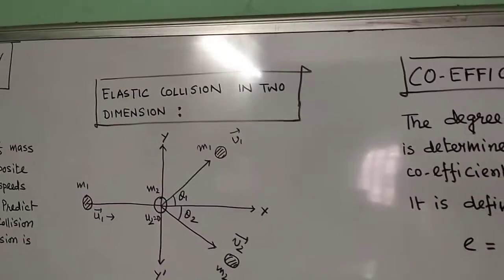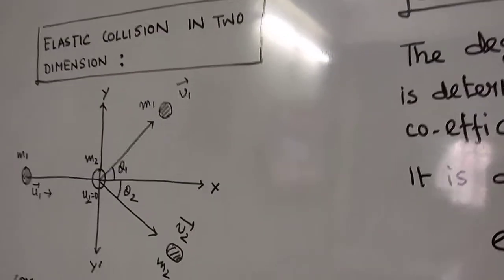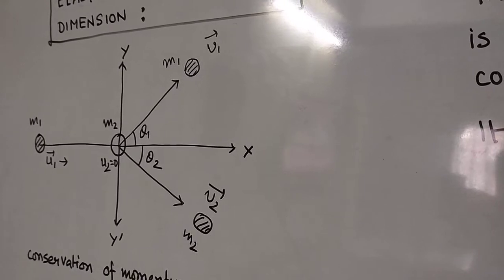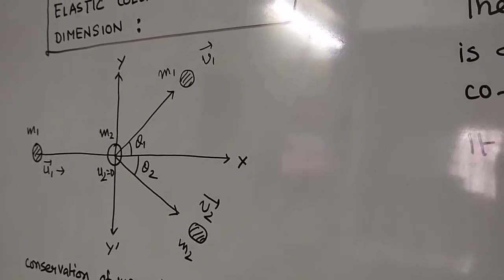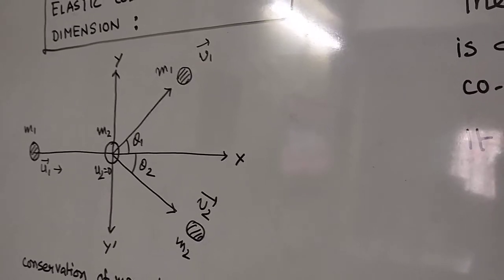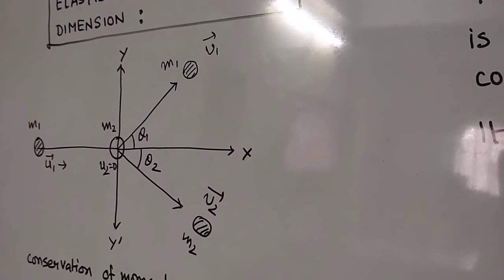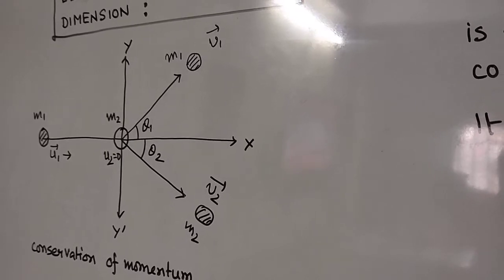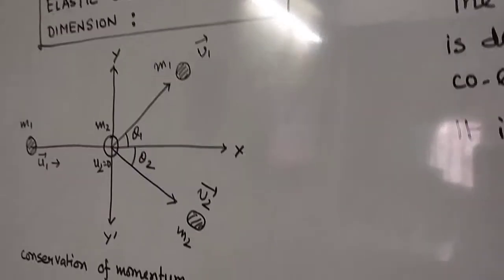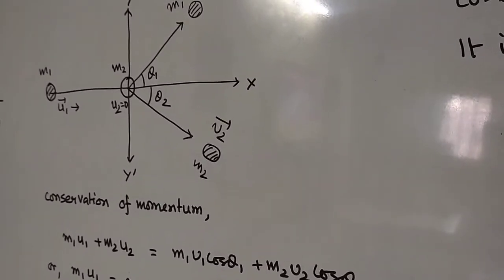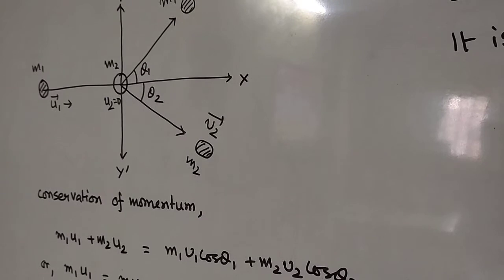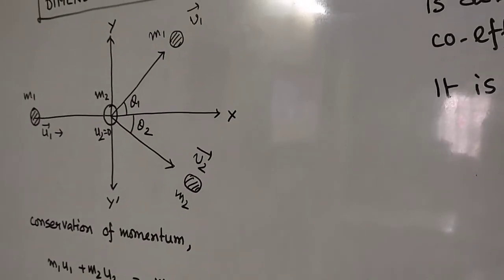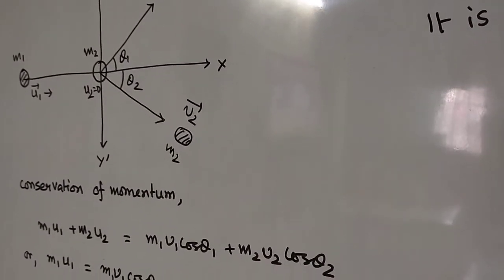Now next we are going to define elastic collision in 2 dimensions. You see in this diagram, an object is at rest, that is u2 equal to 0, and an object of mass m1 is moving with velocity u1 vector, and it strikes. As a result, both masses m1 and m2 move with different velocities v1 and v2, with angles theta 1 and theta 2 with the x-axis. As the collision is elastic, consider conservation of momentum, which is a vector quantity. Along the x-axis, m1 u1 plus m2 u2 equals m1 v1 cos theta 1 plus m2 v2 cos theta 2.